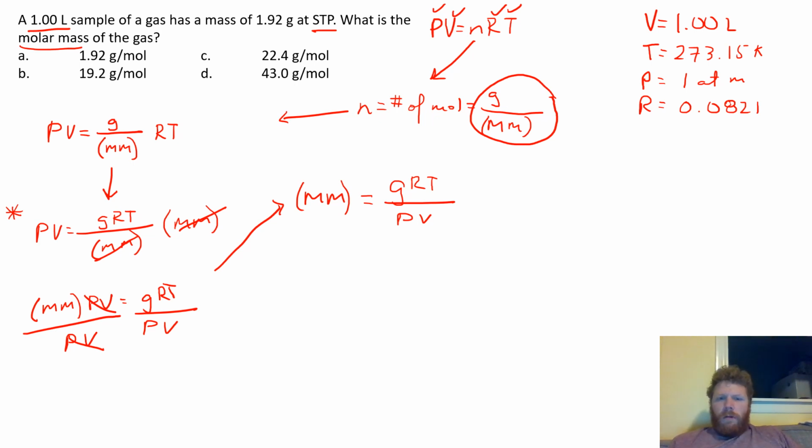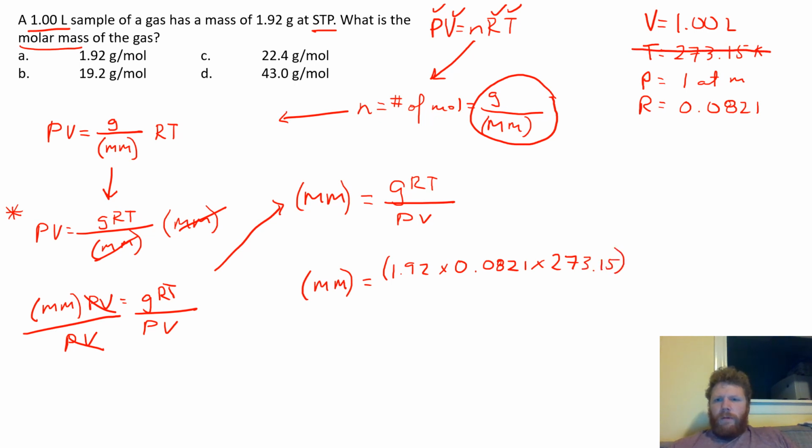Now we have everything that we need. So molar mass, our unknown MM, is equal to our grams, the amount of our unknown gas, which is 1.92, times R, which is 0.0821, times our temperature, which is 273.15. We divide that by the only two values that we have left, our pressure and our volume, which is 1.00 times 1.